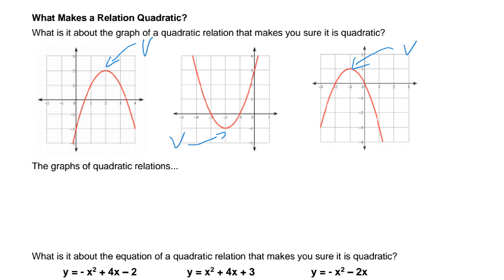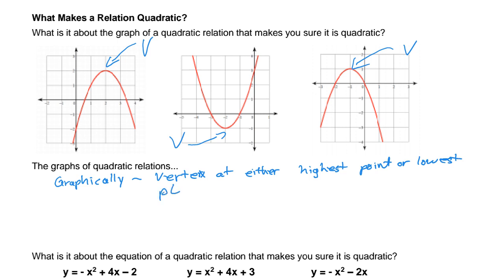You're going to know this as a quadratic relation graphically has a vertex at either its highest point or lowest point. We'll get into that a little later, but right now we're going to focus on graphing those points and also looking at the tables of those points.